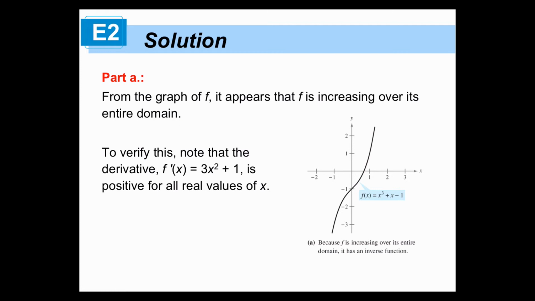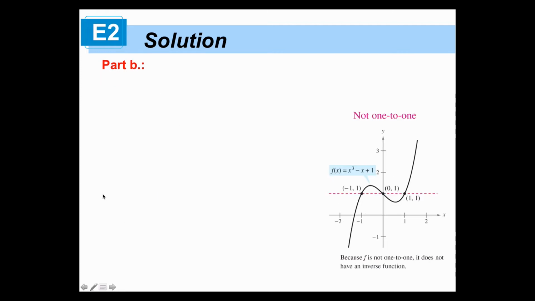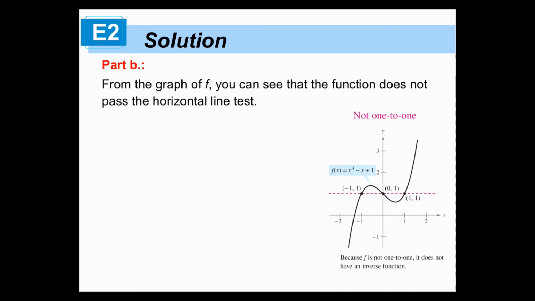You're going to have to be able to do something like this without your calculator to rely on, and I recommend taking the derivative and looking at its values. Part B, however, is not strictly monotonic. Graphically it doesn't pass the horizontal line test: there is a horizontal line that passes through the function and hits in more than one spot.